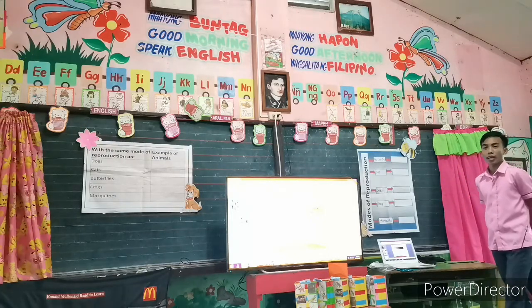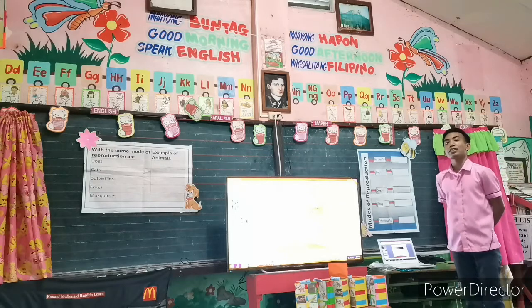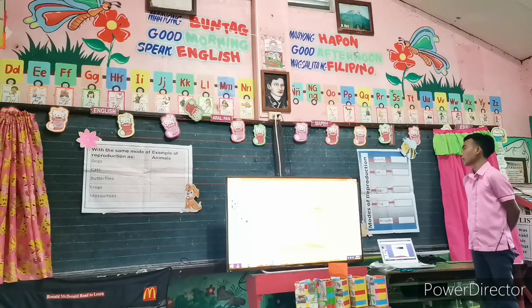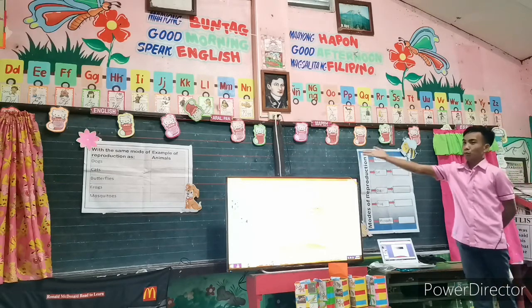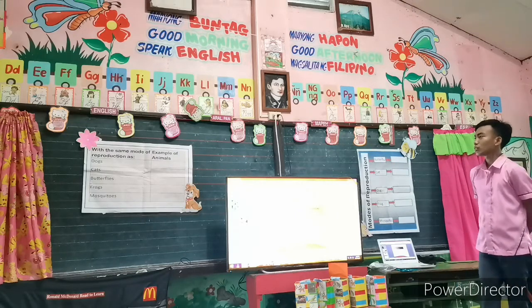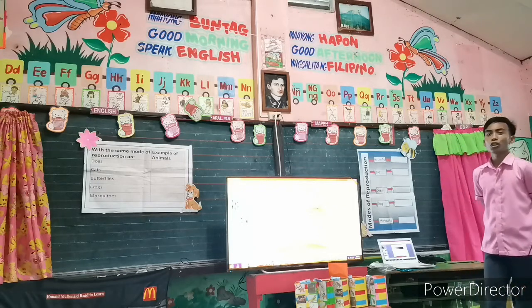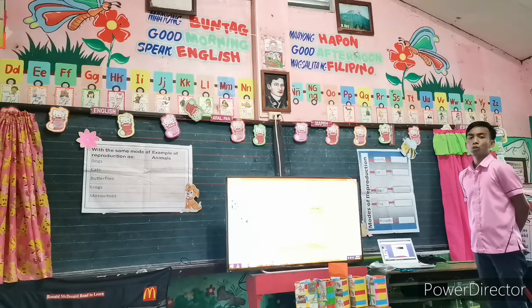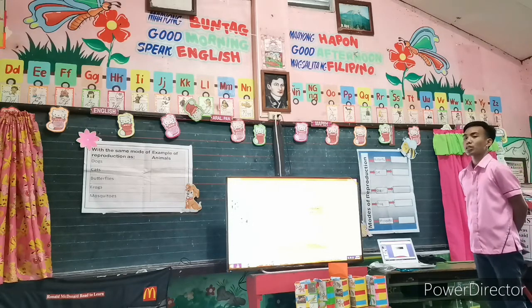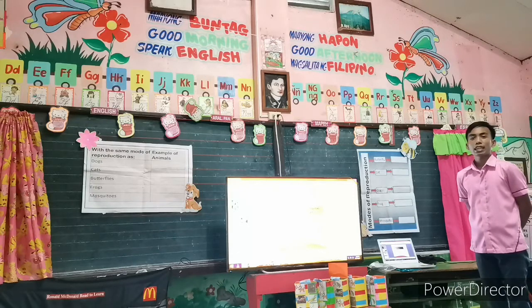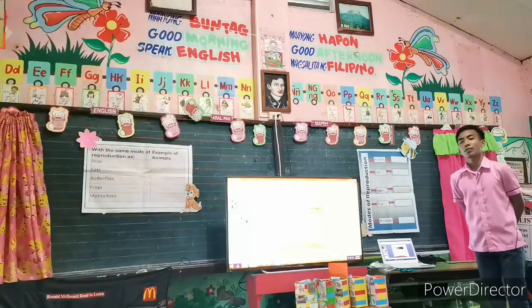For group 1, copy the diagram and write inside the corresponding box a brief description about the mode of reproduction of each of the following animals. For group 2, list at least 10 animals that can be found in your community with the same mode of reproduction as dogs, cats, mosquitoes, and frogs. At least 2 examples for each animal. Understand, class? Okay, very good. I will give you 10 minutes to answer your activity.